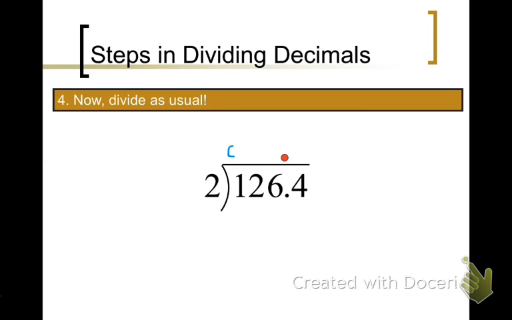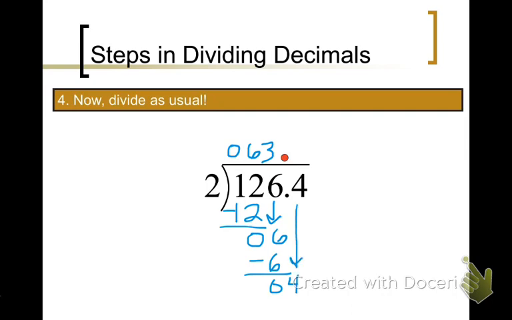2 into 1, it does not work. 2 into 12 is 6. 6 times 2 is 12, so I'm going to subtract and get 0. Bring down the 6. 2 into 6 is 3. 3 times 2 is 6. Subtract, get 0. Bring down the 4. 2 into 4 is 2. And that is the end of my division problem. My answer, 63.2.